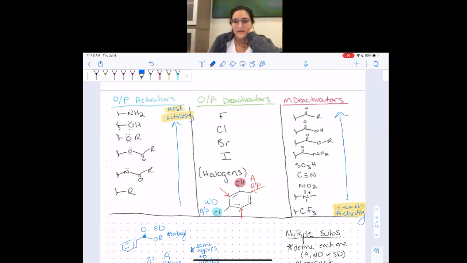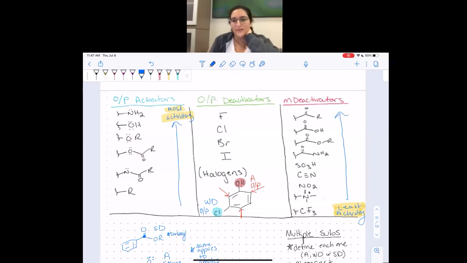Oh, I see. Okay, so what they meant by the additive effect is if both of the groups point to the same spot, that's where it goes. That's not the best way to think about it because that usually doesn't work.